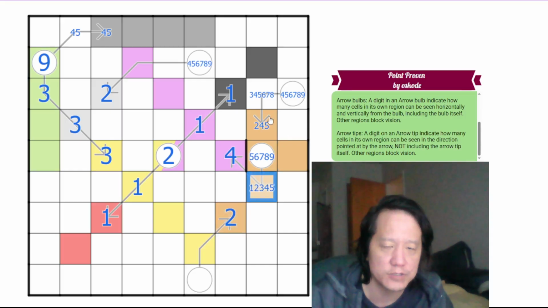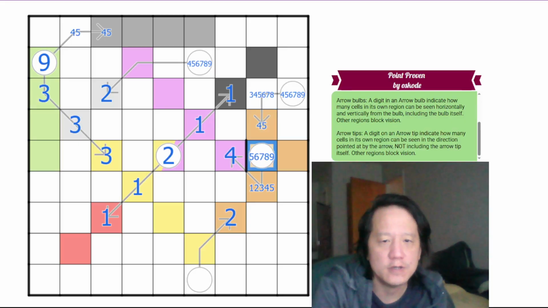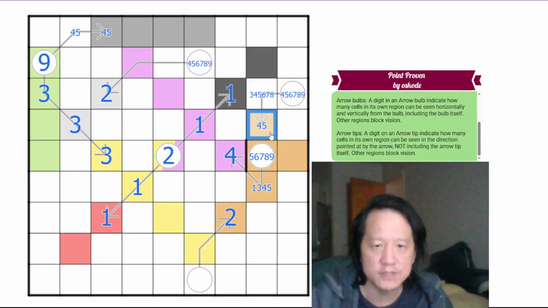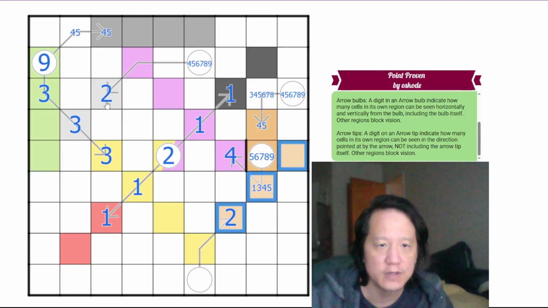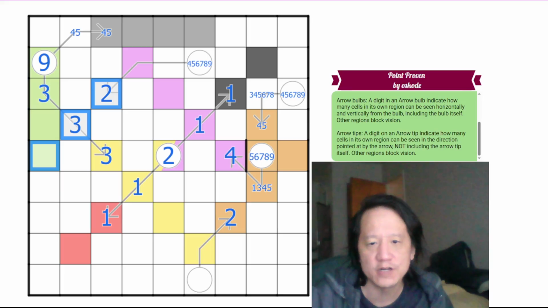We'll make that orange. It cannot be 2 here. This can't be 2 here. So this sees at least 4. This sees 2 that way. This sees 2 that... we have a contradiction. Right, we have a contradiction here.